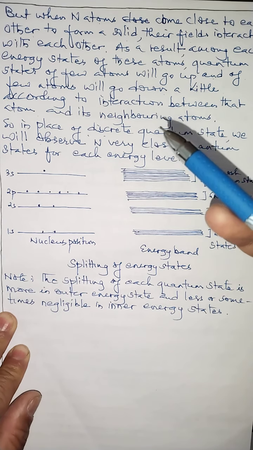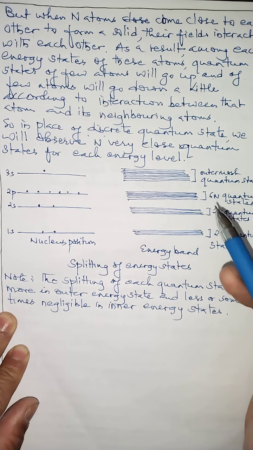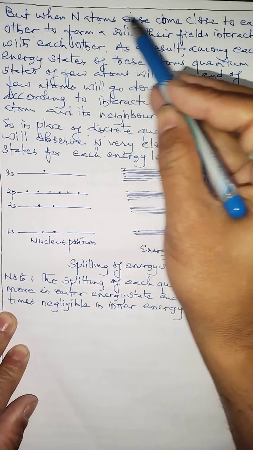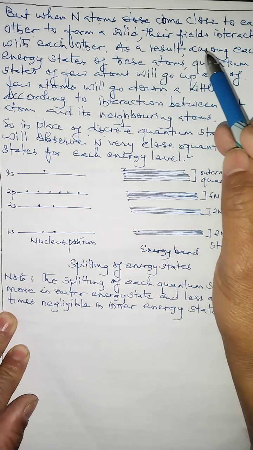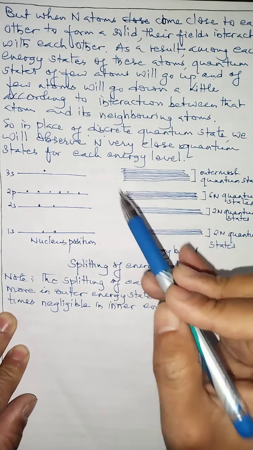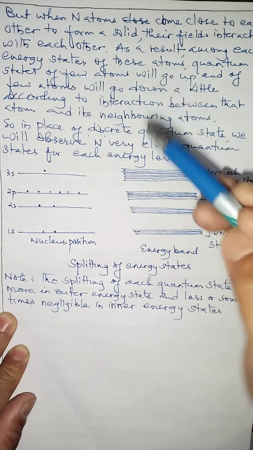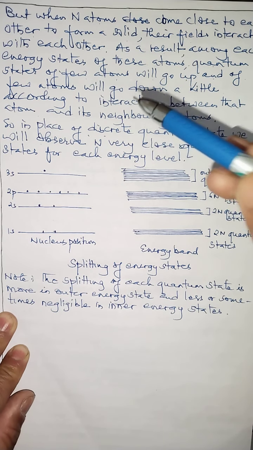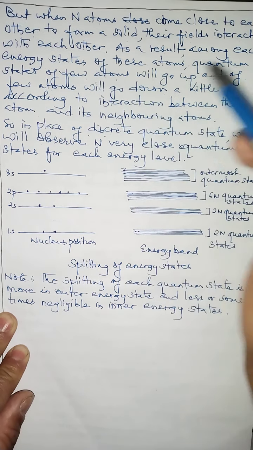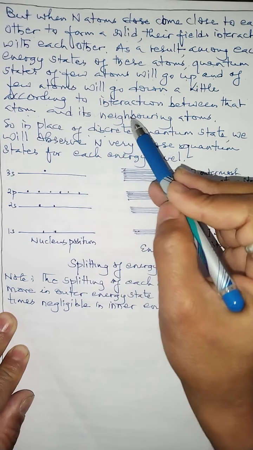But it modifies on the basis of how the atoms are interacting with each other, whether they are very close to each other or very far from each other. As the atoms come closer to each other, the energy levels of few atoms in a particular orbit go on increasing, and few go down a little, according to the interaction between the atoms and their neighboring atoms.